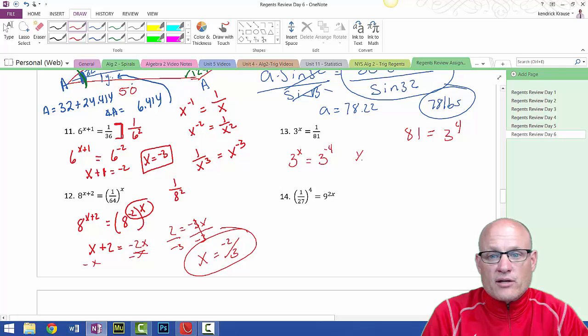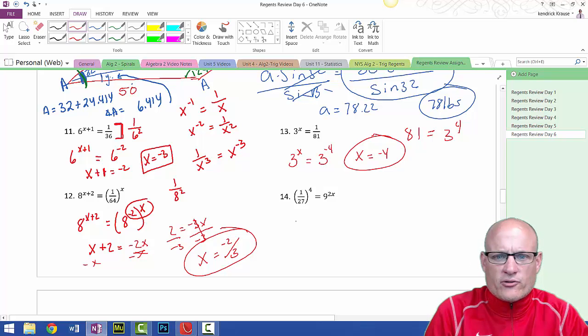Oh, so x equals negative 4. How many want to go back to those forces questions? These are so easy.